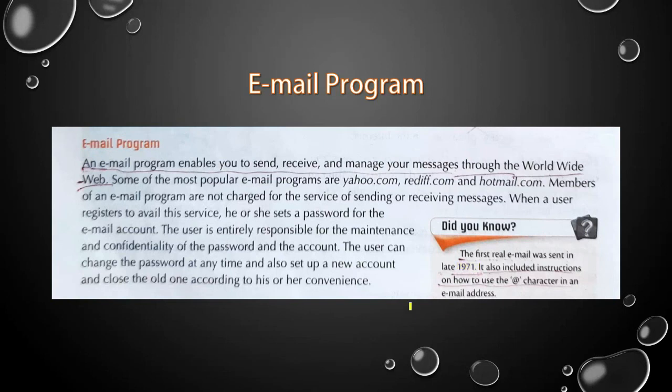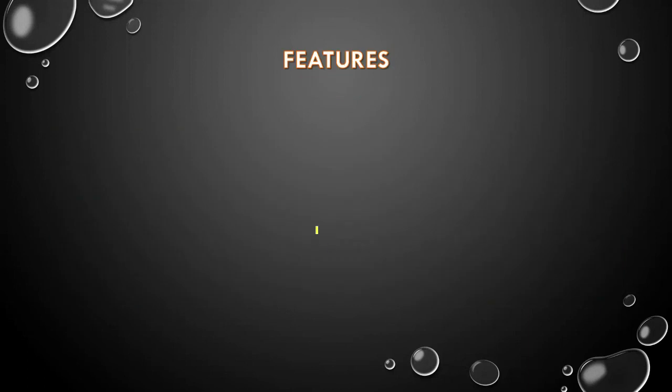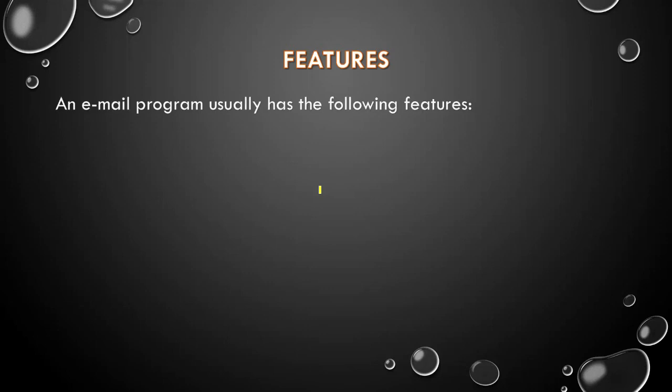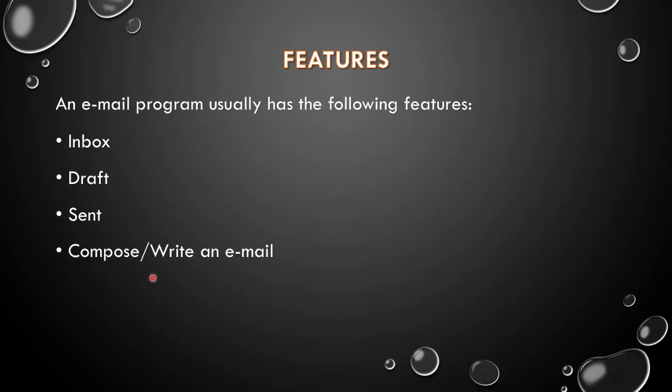Let's proceed to the next. Next is features. Now we are going to learn about the features of internet services. An email program usually has the following features. First is inbox, second draft, third send, compose / write an email, creating an email, which is called, no? If you want to create an email, that is actually called compose or write an email.